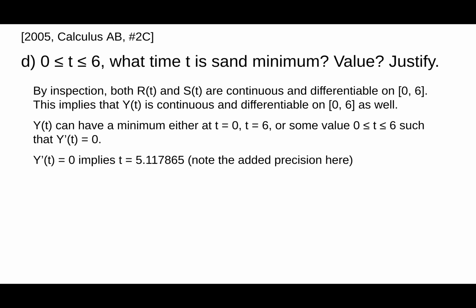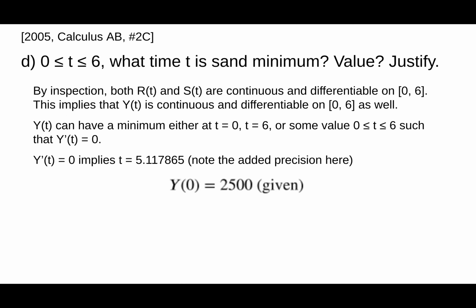Okay, if we use our calculator, we can determine that y prime of t would equal 0 when t is equal to 5.117865. And note the added precision here. The reason for the added precision is that this is an intermediate step for this problem, where we are using our calculator to determine this value. If we round or truncate this value, we may end up being off by a small bit, and being off by a small bit at the end can cause you not to earn a point. So we use the added precision here to make sure that our final answer is still going to be correct to 3 decimal places.